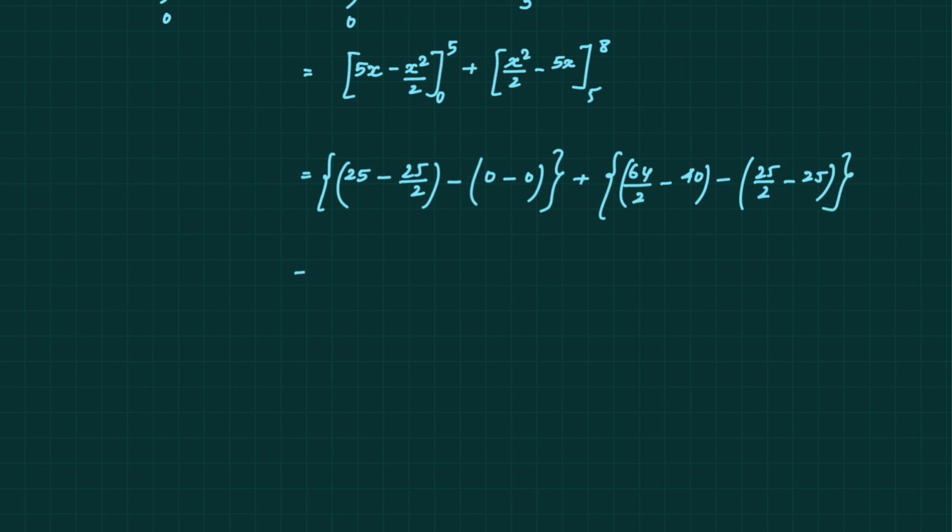So let us simplify this. Here it will be 25 minus 25 by 2 plus 64 by 2 is 32, minus 40 minus 25 by 2 plus 25. So here 25 plus 25 is 50, minus 40 is 10. So first it will be 42, and minus 25 by 2 minus 25 by 2 will be minus 25 only, and if I subtract this I'll get 17. So the required answer is 17 here.